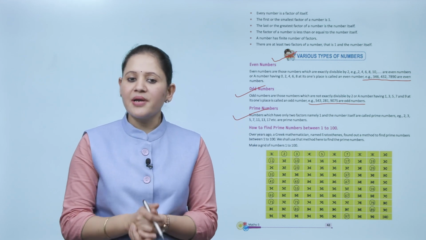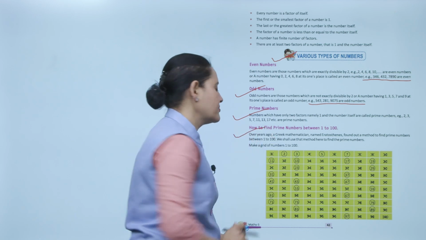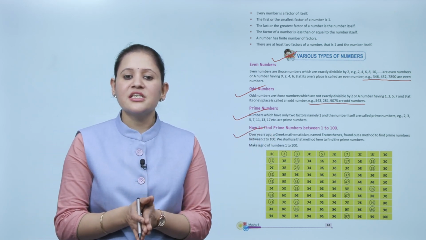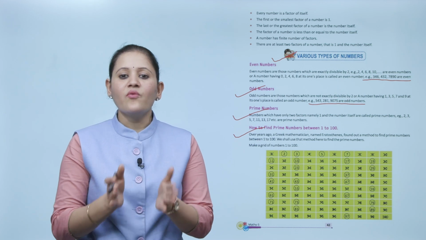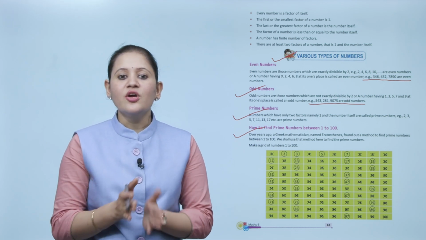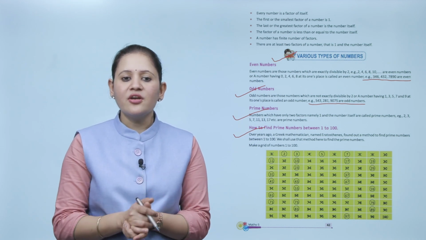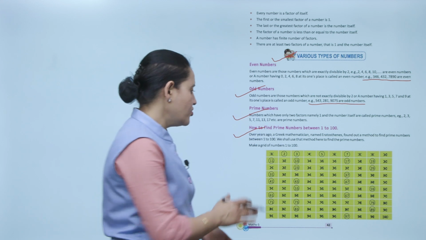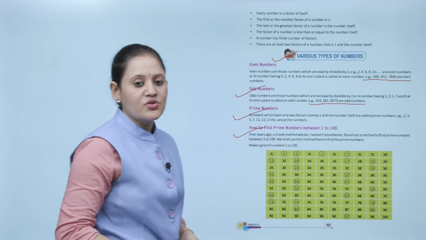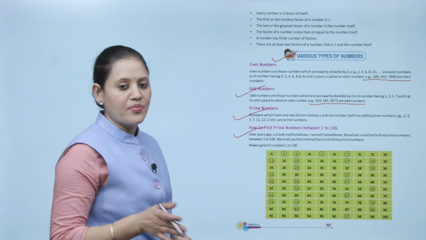Next, how to find prime numbers between 1 to 100. Many years ago, the Greek mathematician named Eratosthenes found one method to find the prime numbers between 1 to 100. We shall use this method. Make a grid from number 1 to 100. So first we cross out 1. 1 is neither prime nor composite.